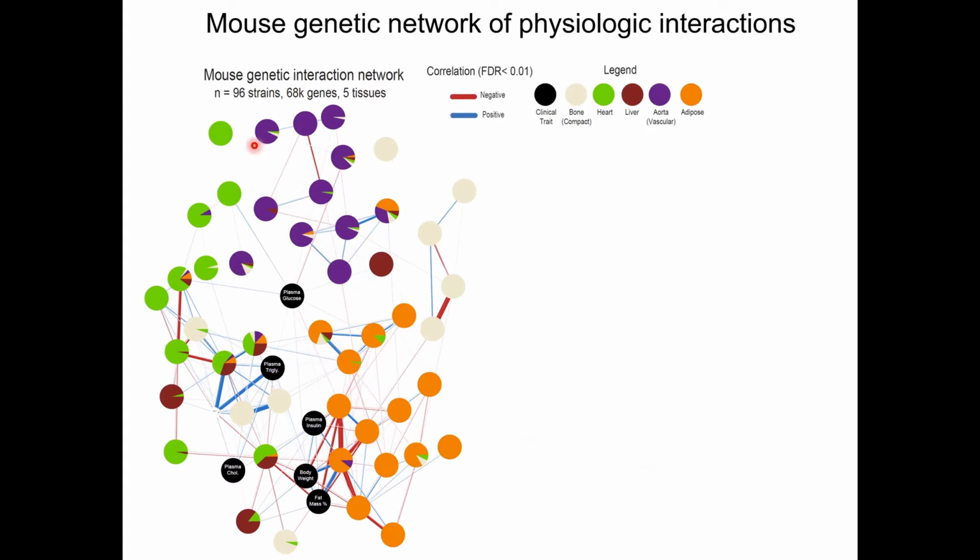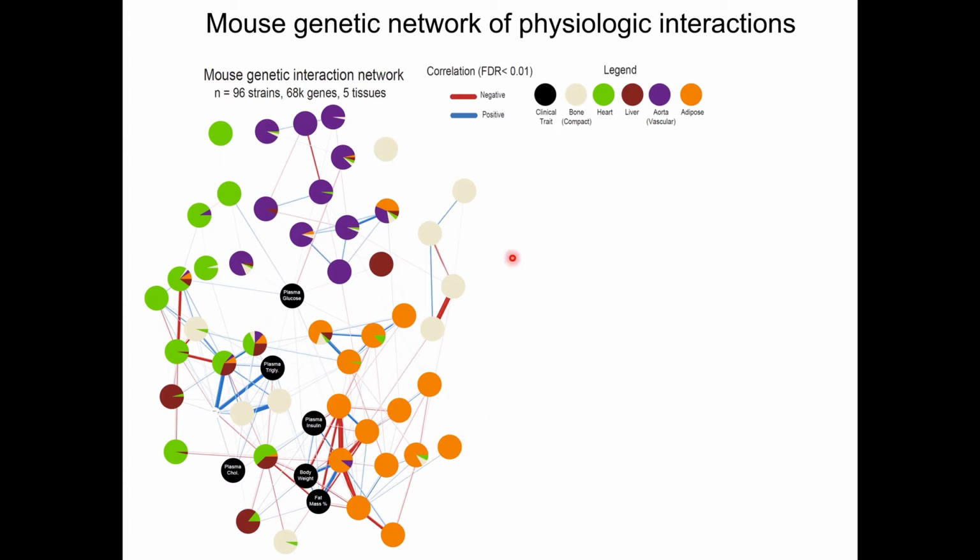We take mice, again with genetic variation, so around 100 strains of mice. We take five tissues, in this case bone, heart, liver, aorta, and adipose. And what we do is we say, okay, where are these genes correlated? Are they more strongly correlated between or within tissues? And also in this context, do we pick up evidence of active communication?